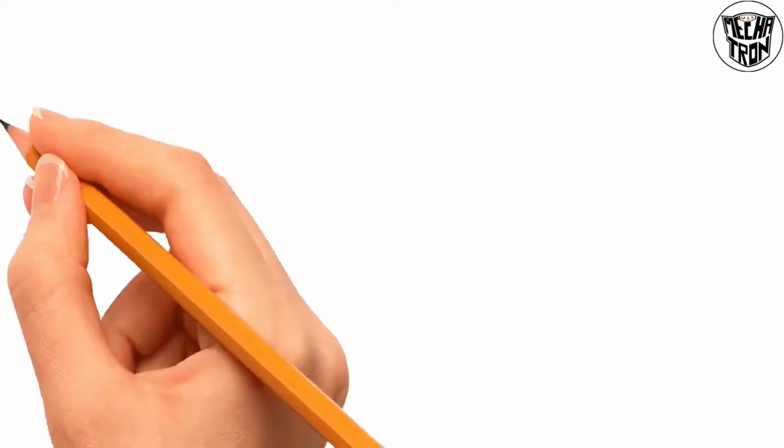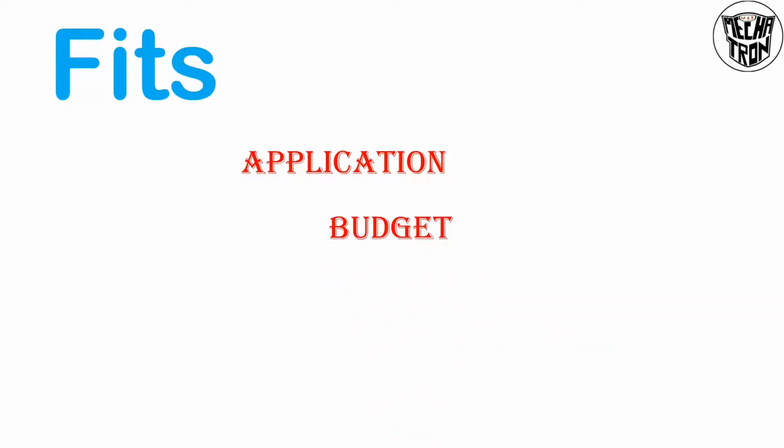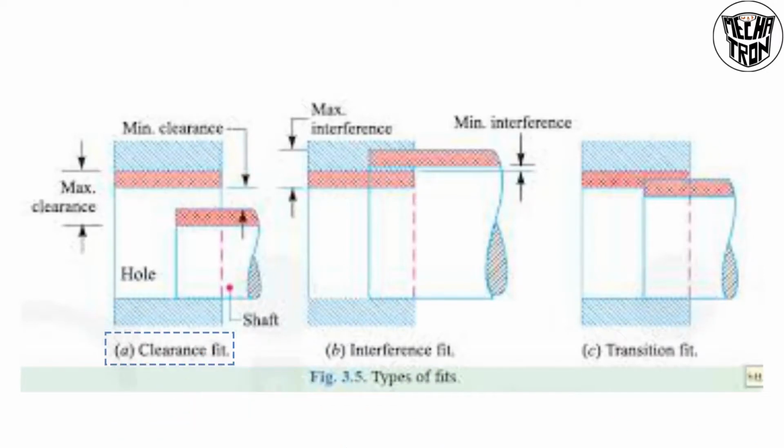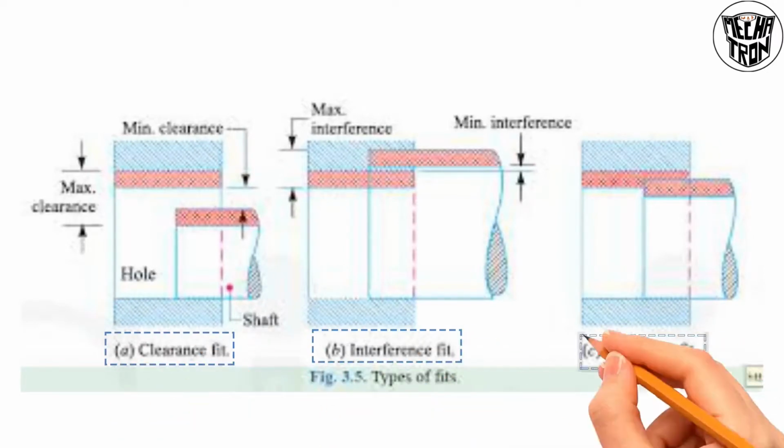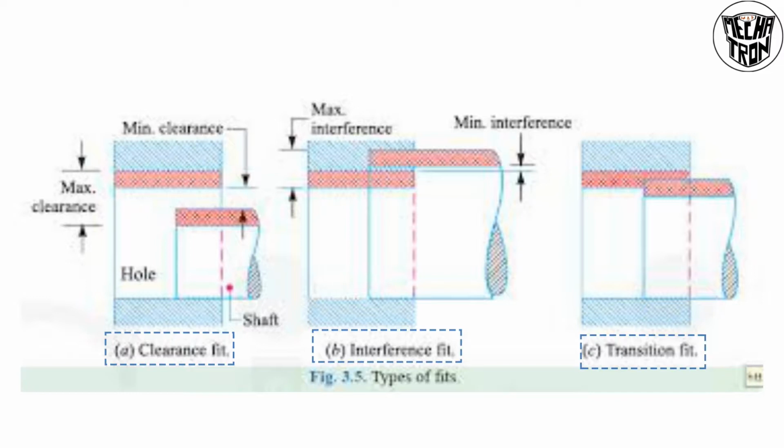Before we choose fits for products, we should know these 3 basic things. That is, the application of the product, I mean, what operation is going on in this application. The second thing, the budget of the product. And the third one is the selection of the tolerance value. So, based on these 3, and on clearance fit, interference fit and transition fit, tolerance values are created. I hope now you understand how tolerance values are created for products based on fits.